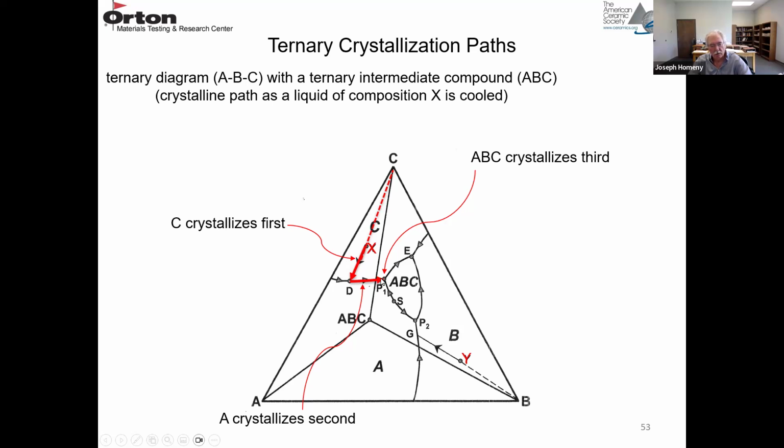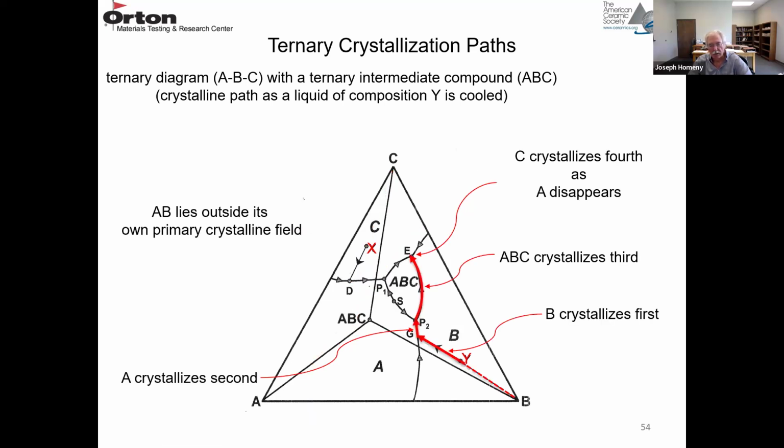So at this point, we have C over here, A over here, and ABC. We have to end up with this point where we have all those 3 phases come together, and that's P1. And then the other crystallization path is for Y.